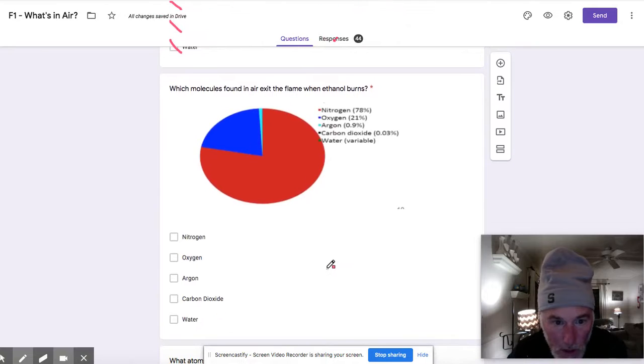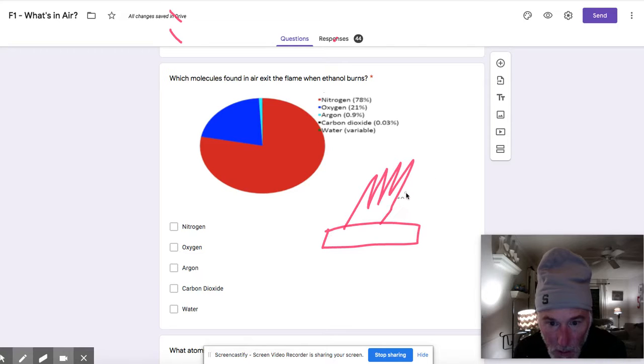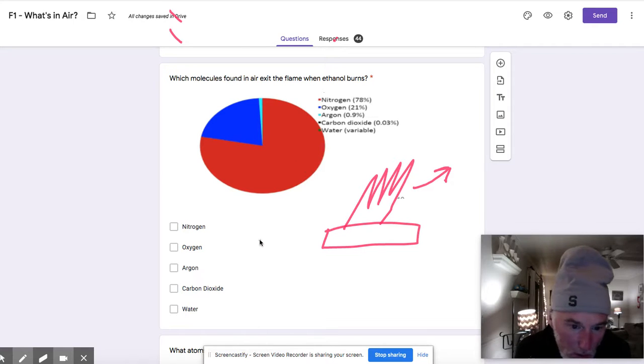Which molecules found in air exit the flame when ethanol burns? And so here's your Petri dish, okay? And we know we have our flame. And so we want to know what is coming off of that is in the air. And most of us know, and most of us got this correct, that there is only one thing in the air that exits this flame. Well, actually two things. If you answered it correctly, there's actually two things.